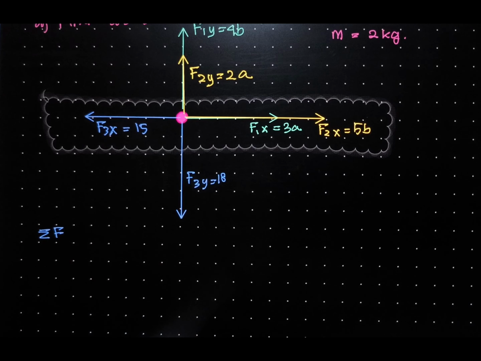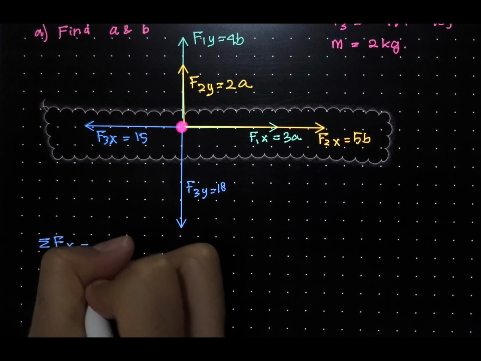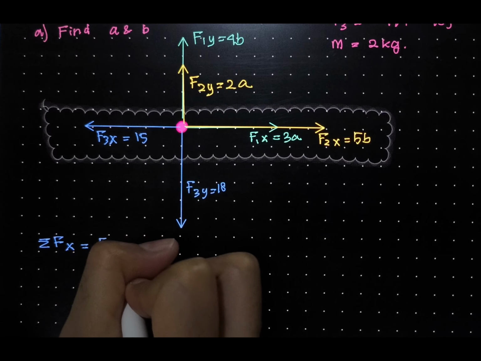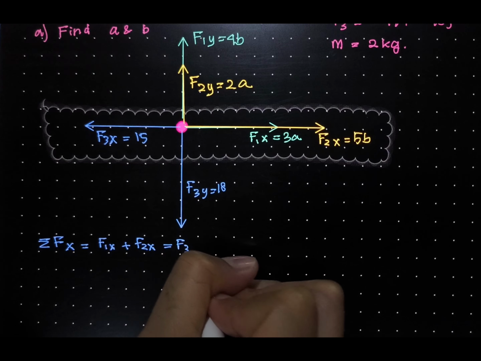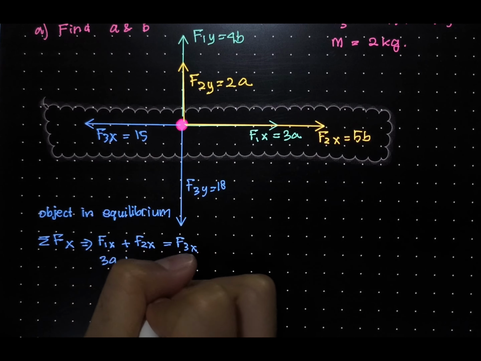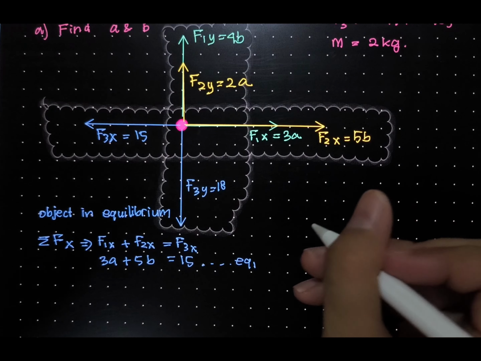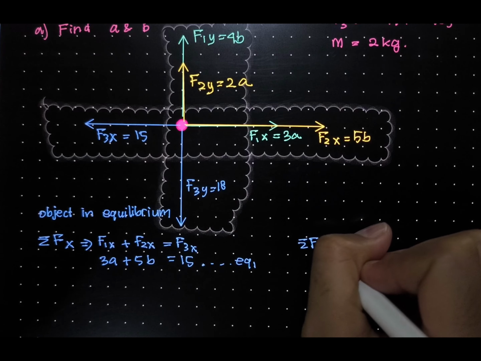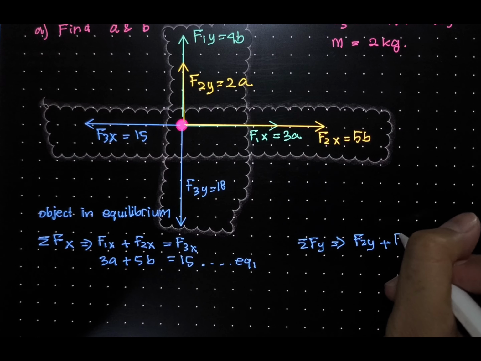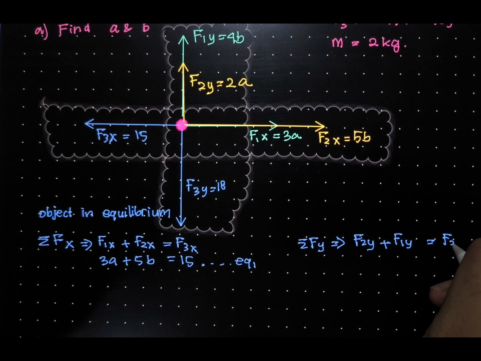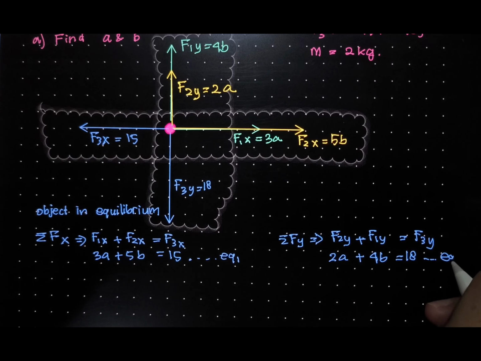Now, let's look at all the forces acting on the x-axis. Since the particle is in equilibrium, the total force to the right must equal the total force to the left. So the sum of forces on the x-axis is F1x plus F2x equals F3x: 3a plus 5b equals 15. We call this equation 1. Since the particle is in equilibrium, the total upward force must equal the total downward force. So the sum of forces on the y-axis is 2a plus 4b equals 18, and we call this equation 2.